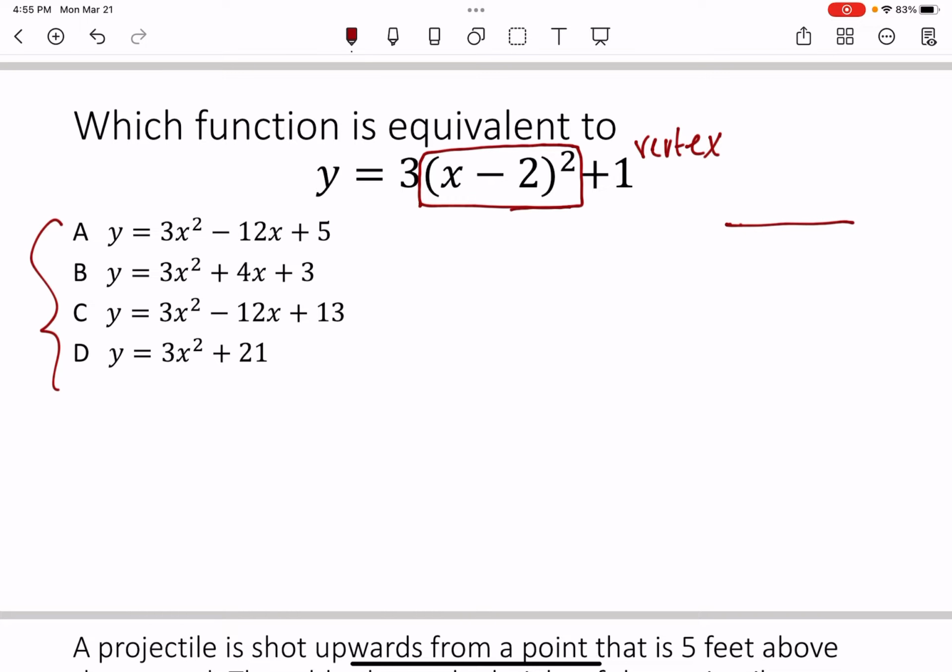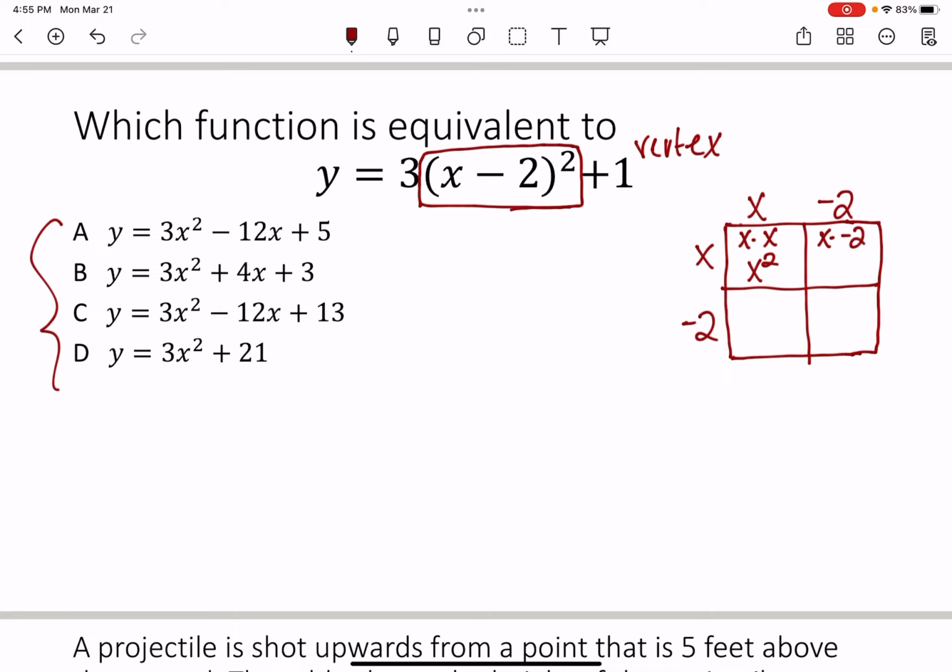Remember, I can do that by the box method, FOIL, or the distributive property. I'm just going to do the box method. So that's x minus 2 and then x minus 2. The top left is x times x, which is x squared. Top right is x times negative 2, which is negative 2x. Bottom left is x times negative 2, which is negative 2x. Bottom right is negative 2 times negative 2, which is 4.